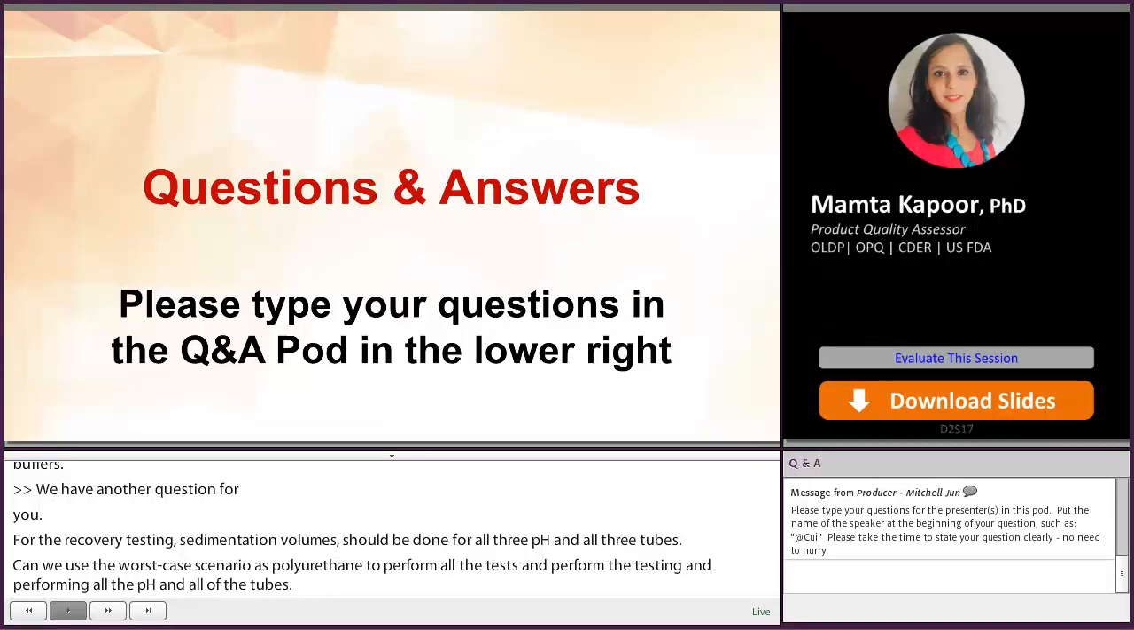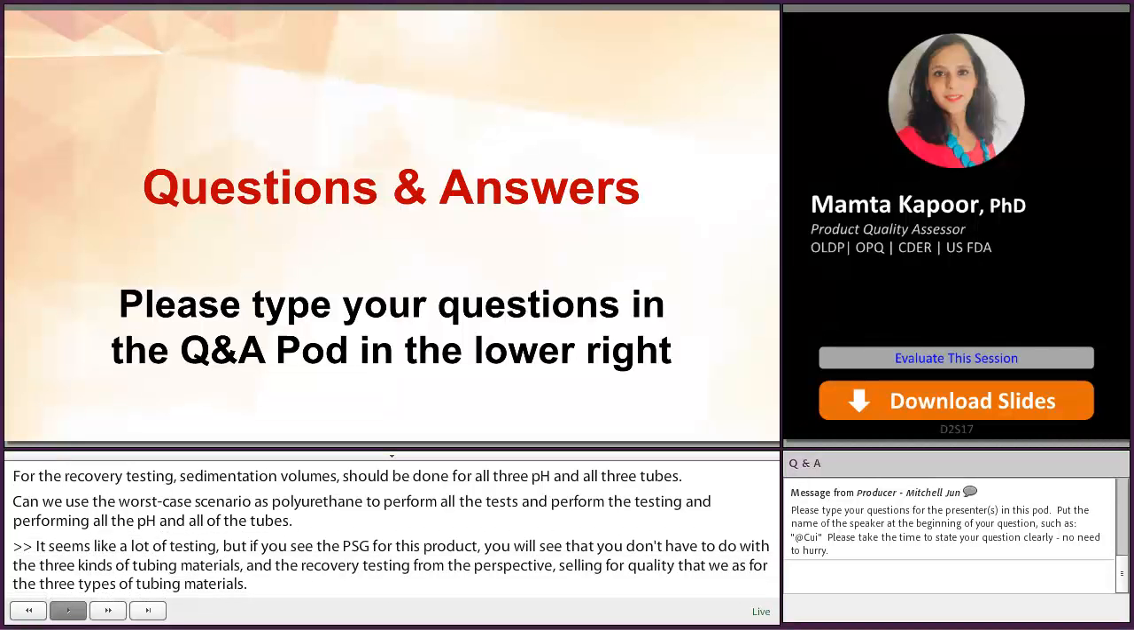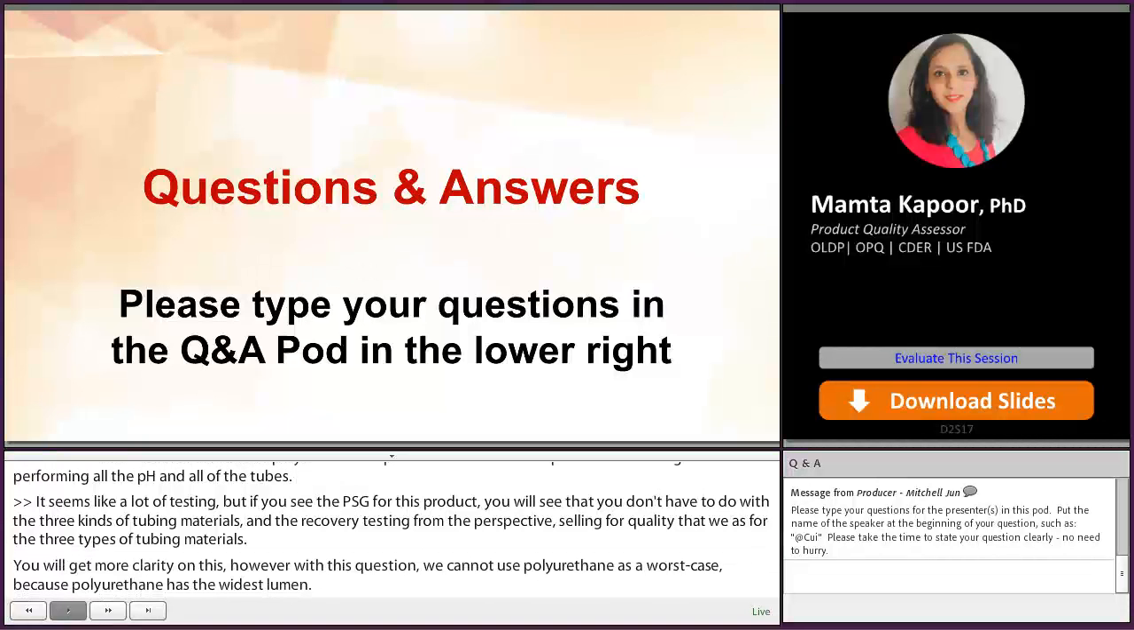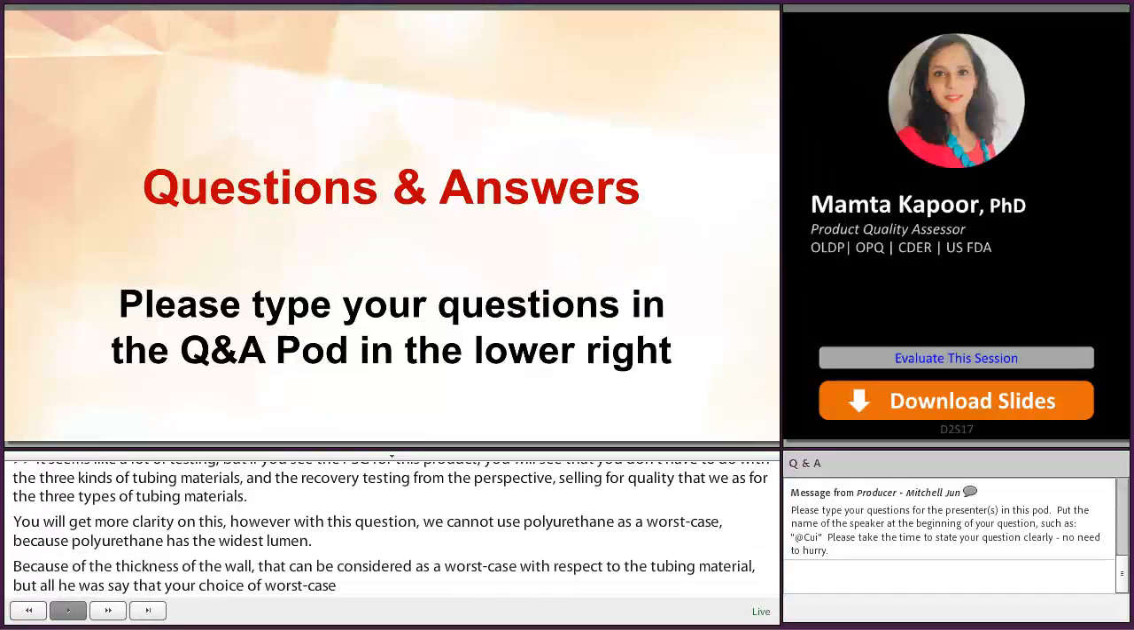However, with this question, we cannot use polyurethane as a worst case because polyurethane has the widest lumen. On the contrary, silicon has the narrowest lumen because of the thickness of its wall. That can still be considered as a worst case with respect to tubing material. Overall, I would say that your choice of worst case should be justified when you submit your application to the agency, because it's very much formulation dependent and it depends on what the guidance or PSG recommends for that product.